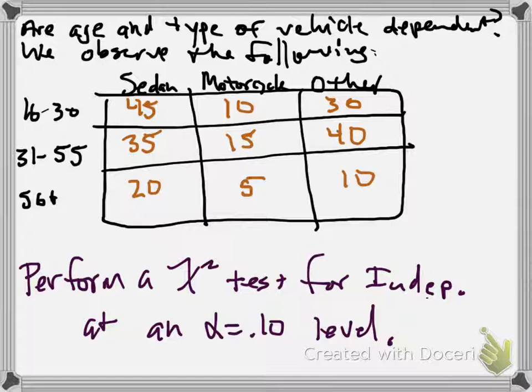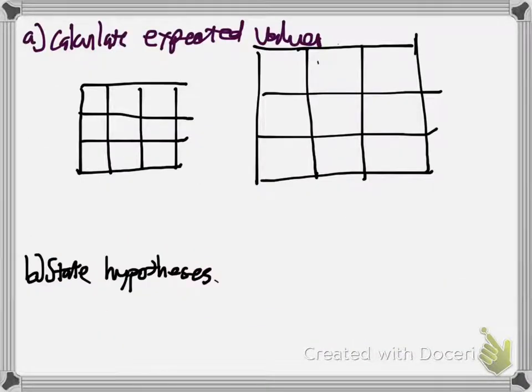Alright, let's try this problem. Our age and type of vehicle dependent, we observe the following observations. So we have sedan, motorcycle, and I'm just lumping everything together and calling it other. So we're looking at those numbers. We have 16 to 30-year-olds on the left, 31 to 55 and 56 plus. We're going to perform a chi-squared test for independence at 10% level.